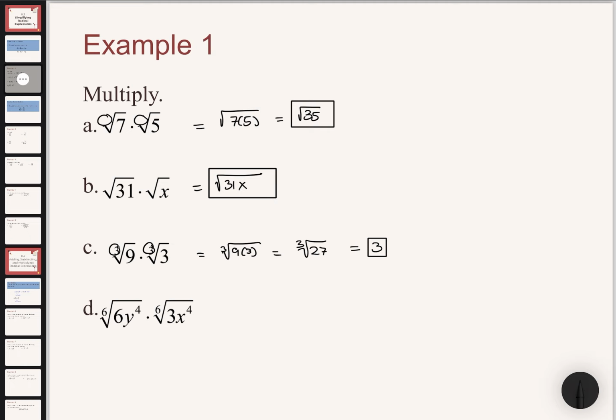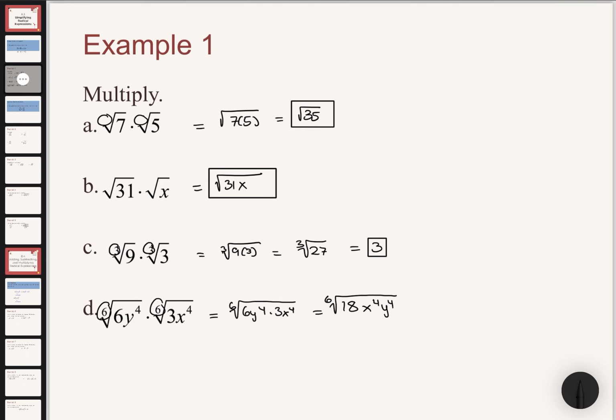All right, our last one, we have 6 and 6, so I'm allowed to just multiply whatever's underneath the radical sign. I'm going to have the 6th root of 6y to the 4th times 3x to the 4th. I'd like to rearrange those numbers a little bit. I can actually multiply the 6 and the 3 to get 18. So I have the 6th root of 18, and then typically we like to write x's before y's, so 18x to the 4th, y to the 4th. I can't simplify from there. I can't pull anything out from the radical sign.